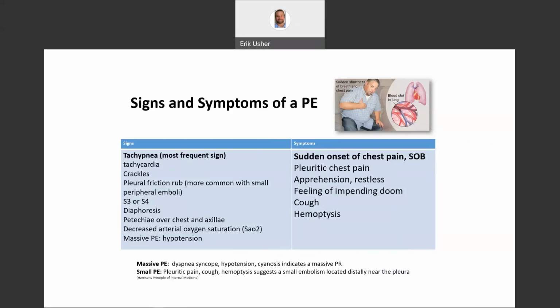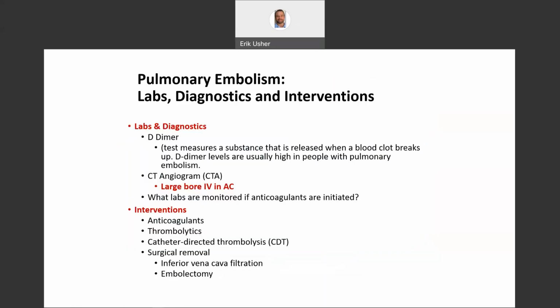Symptomatology-wise, they get this sudden onset of chest pain. It's very, very painful, and they're really short of breath. It's a pleuritic pain. They're very restless and apprehensive, and they have this feeling of impending doom. I'm going to die. And I'm telling you right now, if you have a patient that looks at you and says, I'm going to die, believe them, because they probably will be soon if no intervention is being done. And that's not just with PEs. That could be with MIs and other things. Patients are very intuitive. Cough and hemoptysis. You may be coughing up some blood.